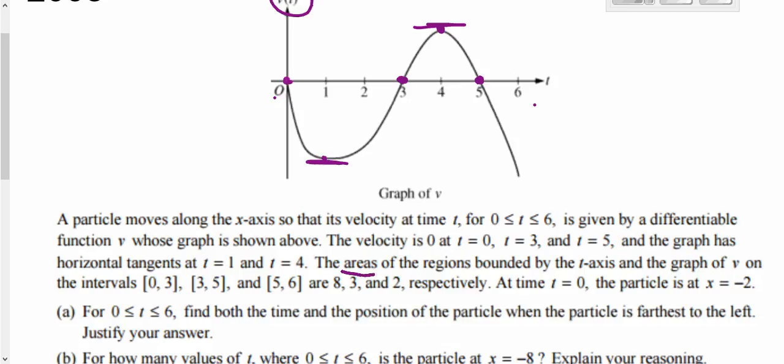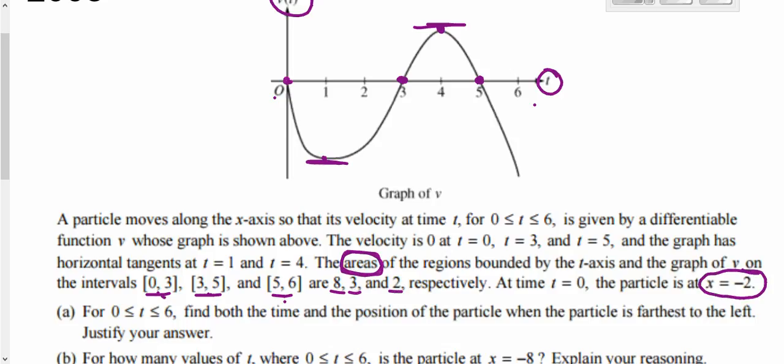The areas, so area is going to be important if we need to integrate, of the regions bounded by the t-axis. So here's our t-axis. Instead of x, we're using t, but it's the same thing, same properties. And the graph of v, so that's our graph, on the intervals 0 to 3, 3 to 5, 5 to 6, are 8, 3, and 2 respectively. So the areas of these three portions are, the first one is 8, the second one is 3, and the third one is 2.